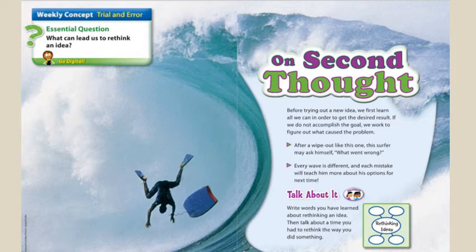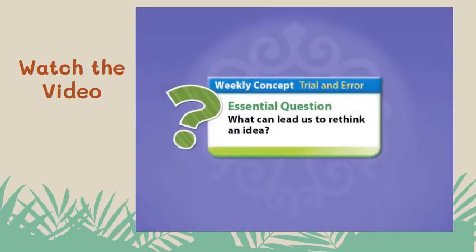Yes, that's right. On second thought, before trying out a new idea, we first learn all we can in order to get the desired result. If we do not accomplish the goal, we work to figure out what caused the problem. So when we have to try a new idea, we have to learn about it first, but sometimes if we cannot accomplish the goal, then there is a problem. And when we face a problem, we have to search for a solution. Let's watch this video to understand more the big concept.